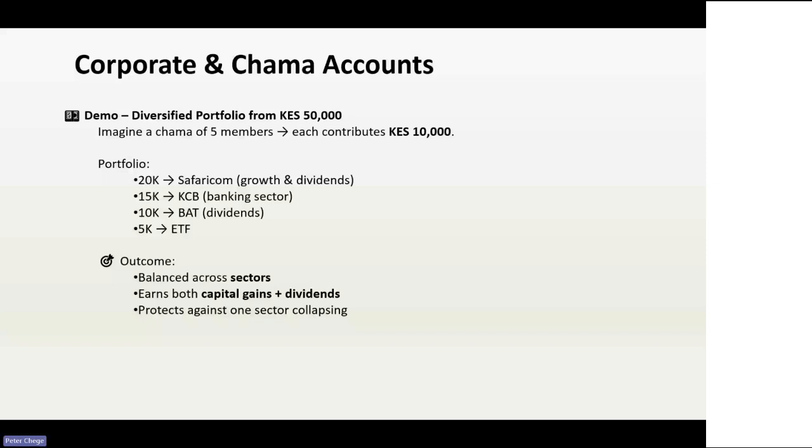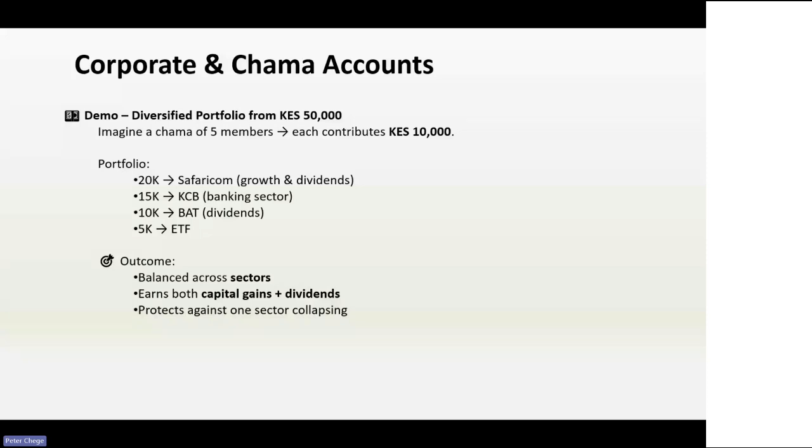So 20,000 you can put in Safaricom. Then you come to KCB, you decide banking sector, it's 15,000 KCB. Then 10,000, maybe in manufacturing, let's say BAT, it gives a dividend. Then 5,000, you can decide it is ETF. So that you have different sectors. You're not exposed to one sector. Ideally, you have a balance in your portfolio across sectors. Then you're earning from both capital gains and dividend.